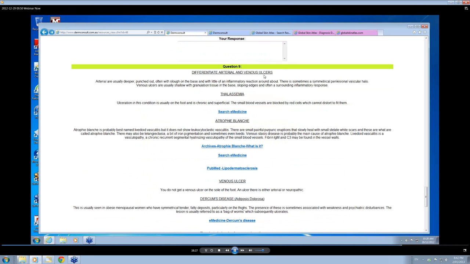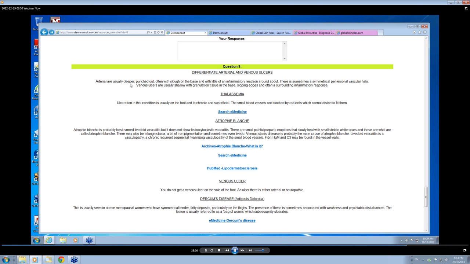Differentiate arterial and venous ulcers. Well, I suppose site. Venous, particularly at the medial malleolus; arterial tends to be the lateral malleolus. You don't get venous ulcers in the sole of the foot, you get either arterial or neuropathic ulcers there. And you've usually got surrounding skin changes in venous ulcers, and they have a sort of beveled shoulder to them.